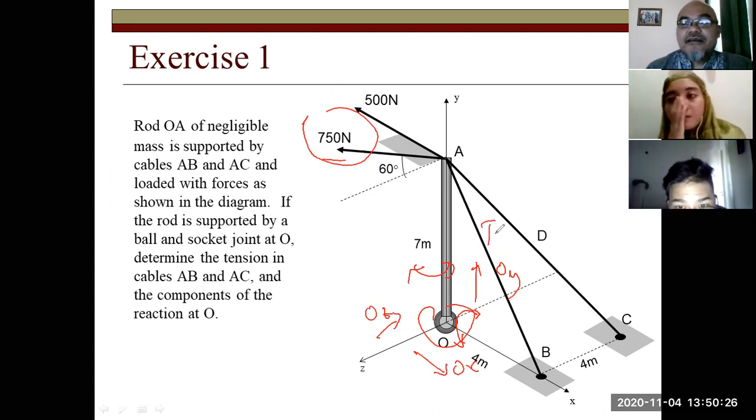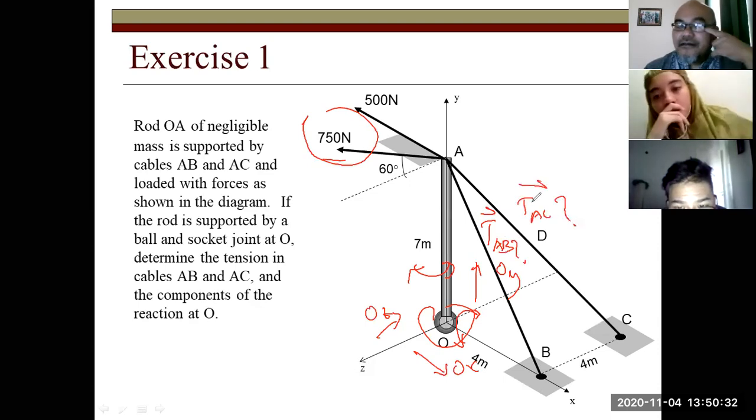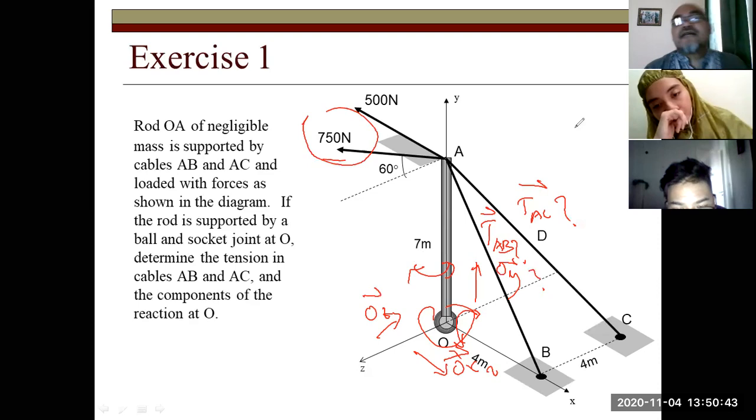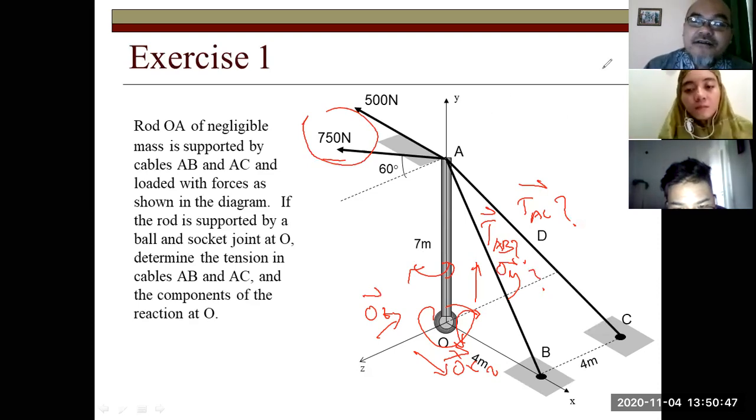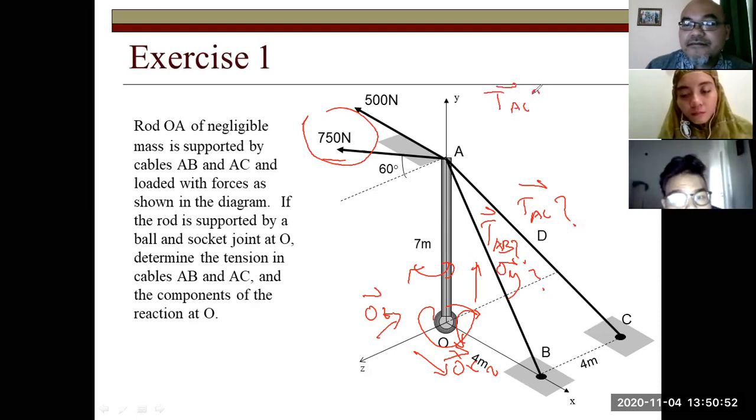So in this cable TAB, and here TAC. And the components of the reaction at O, this one OX and OY and OZ. So the question has five unknowns, TAB, TAC, and OX, OY, OZ, each with their I, J and K components, of course.